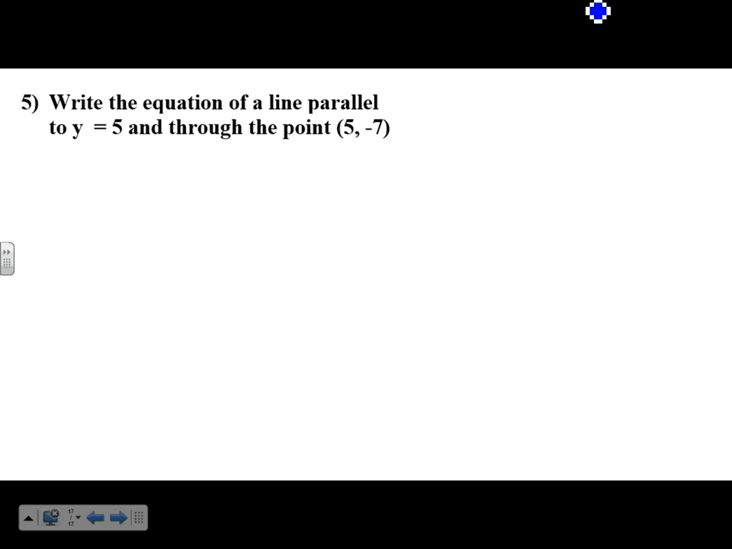Write the equation of a line parallel to y is equal to 5. So again, parallel means it's the same. And my y value is -7. Make sure you're making the y value that. So again, ours is a horizontal line, y is equal to 5. We want one down here, y is equal to -7.